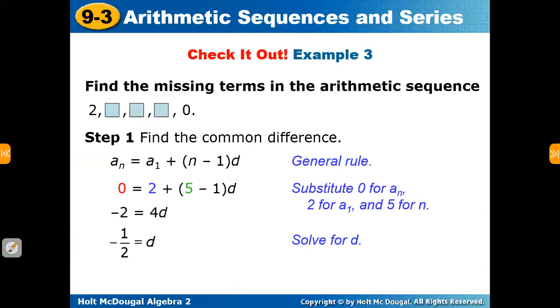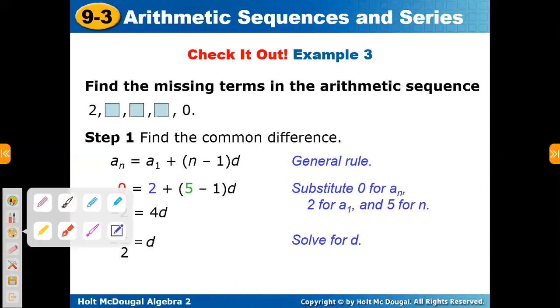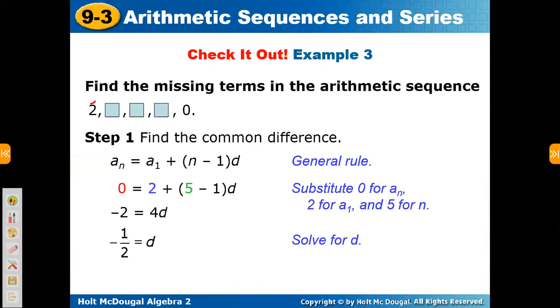So I can just add the common difference to my previous term to get the next one. So 2 plus minus 0.5 will give me 1.5. 1.5 plus minus 0.5 will give me 1. Then 0.5 and then 0. You can also use the an formula.